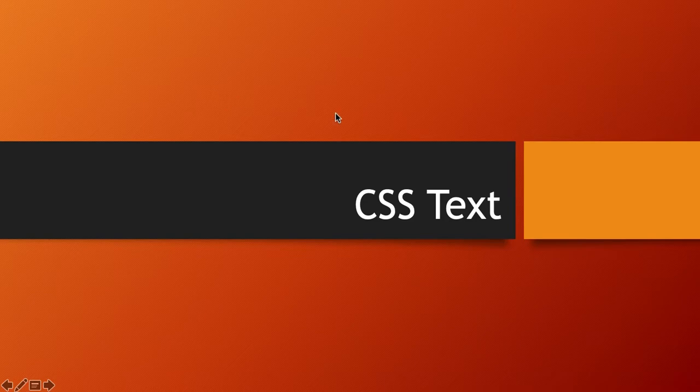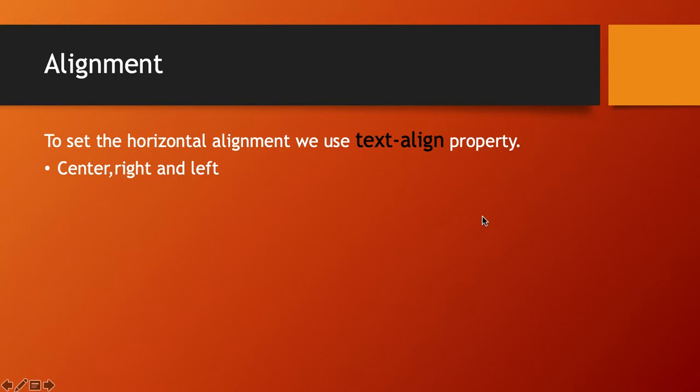Alright, welcome back. In today's topic we will see CSS text. So what is text? Text is nothing but content which we display in a web page. And now, how can the text be aligned, and what is alignment?